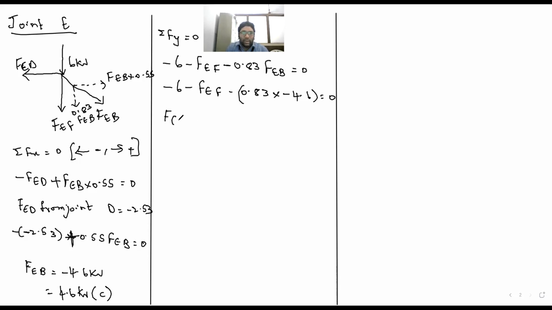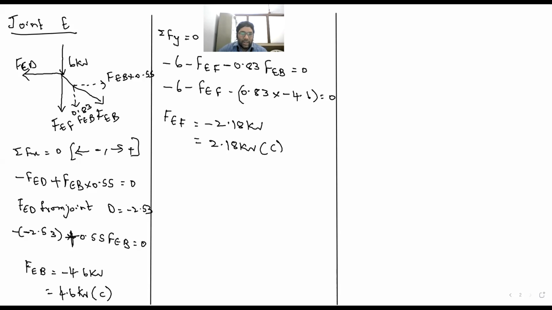Now FEF is equal to how much? How much is FEF? 2.2. Compression or tension? Correct. 2.18 compression, which is equal to minus 2.18 kilonewton, or 2.18 kilonewton in brackets compression. Over.